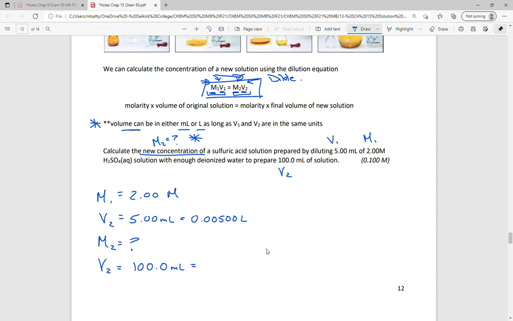And again, I want these to match. Safe bet is to put them into liters. So that's what I'm going to do for this question. The equation that we're dealing with is that these two should equal each other. We haven't changed the number of moles of my sulfuric acid present. So if I have this as my equation, I can just sub into it to solve for what I'm looking for.